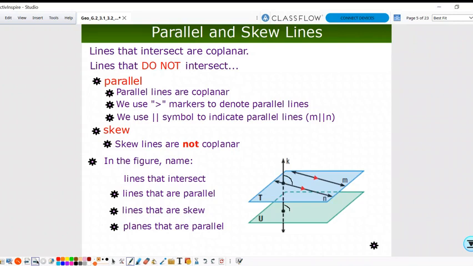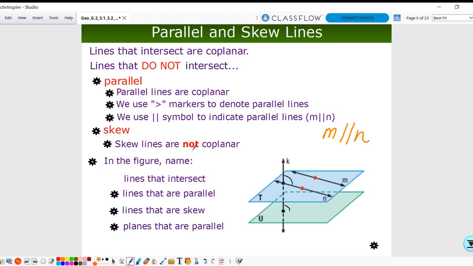Parallel lines are coplanar, they're on the same plane, and we use this little arrow marker to show the two lines are parallel. We can also use this symbol to denote parallel lines M and N. So for example, M is parallel to N. I've got the two little arrows on there to show it. I could also write it as M parallel to N.